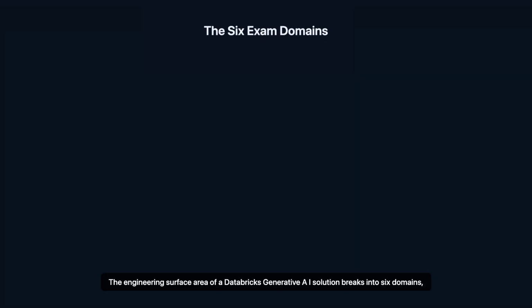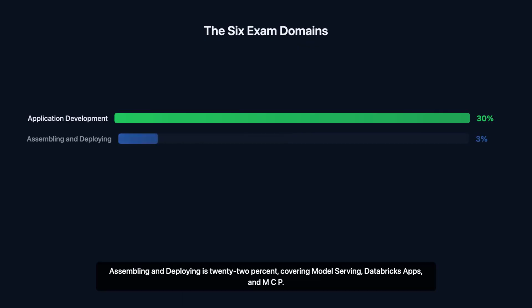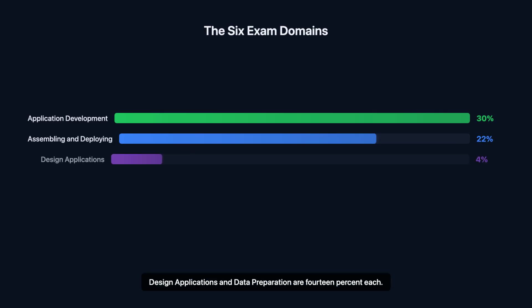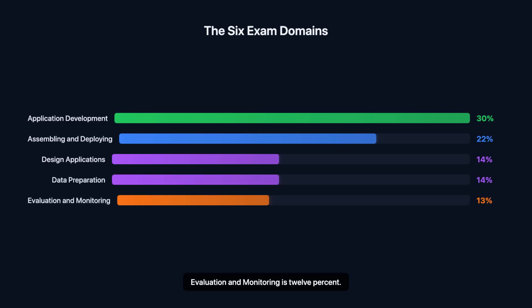The engineering surface area of a Databricks generative AI solution breaks into 6 domains, weighted by the effort you actually invest in production. Application development is the biggest at 30%. That's where RAG, agents, and MLflow 3 all live. Assembling and deploying is 22%, covering model serving, Databricks apps, and MCP design. Applications and data preparation are 14% each.